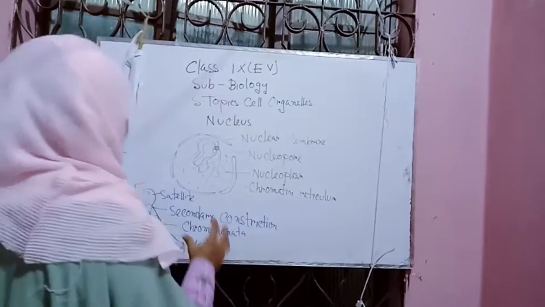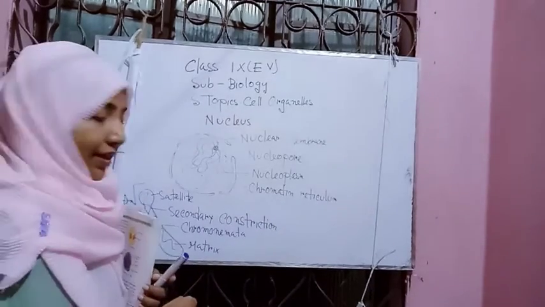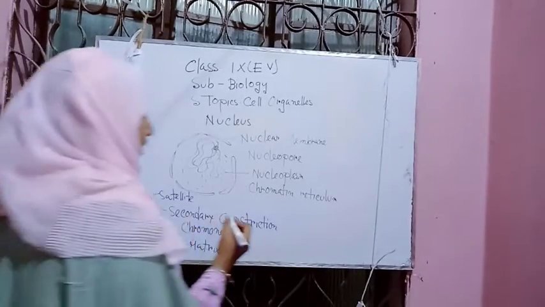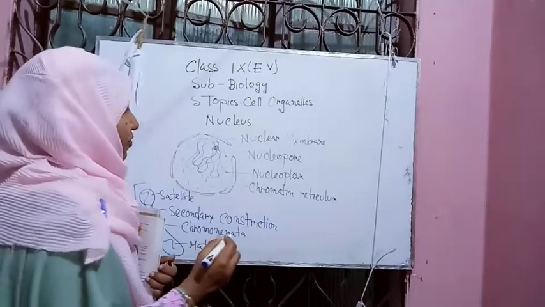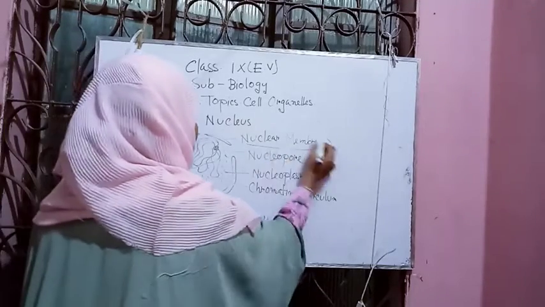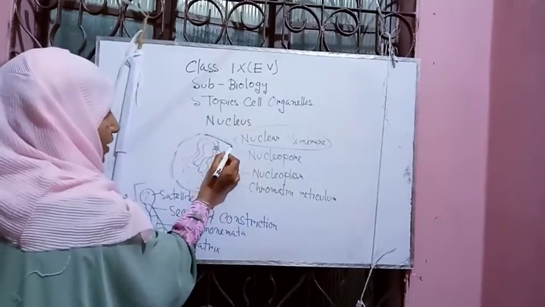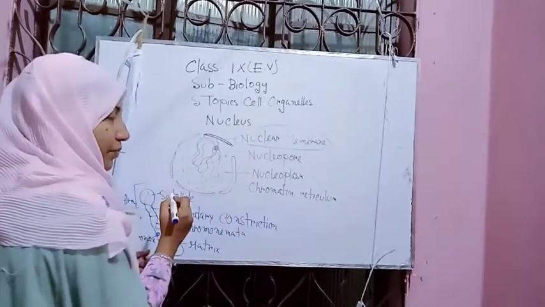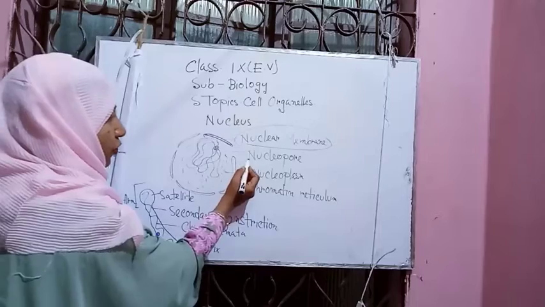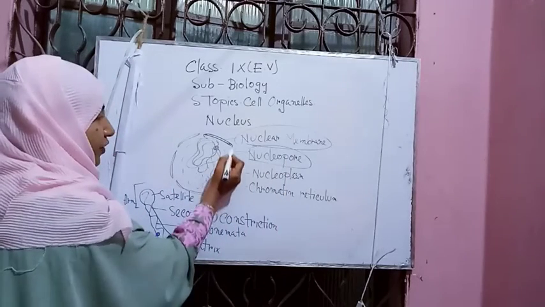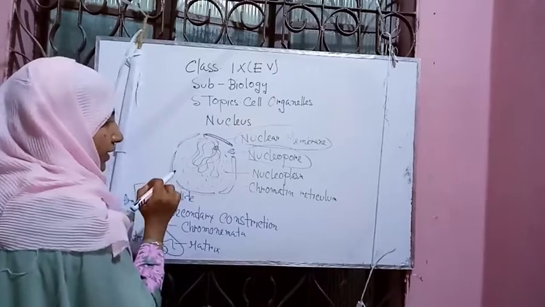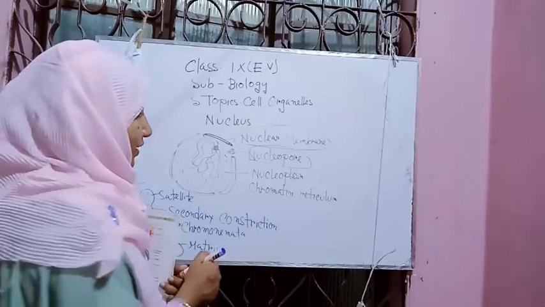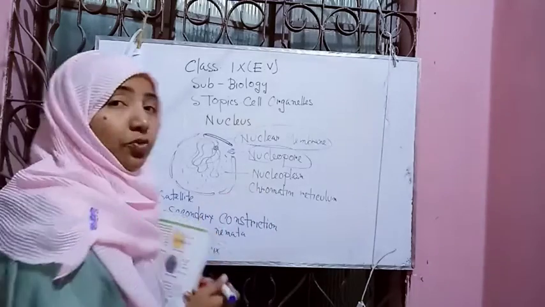Here's the figure. The first structure is the nucleus, and the second is the chromosome. The nucleus is the brain of the cell. The first structure is the nuclear membrane, the outer layer, which has two layers. The second is the nucleopore. This structure is the nucleopore. And the third is the jelly-type structure, basically the matrix, whose other name is the nucleoplasm.